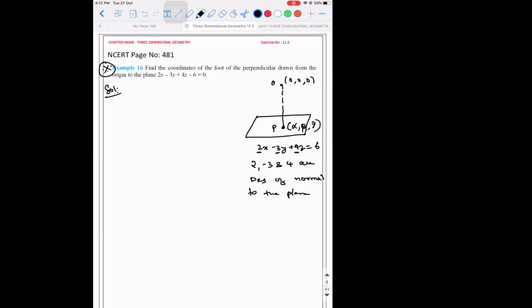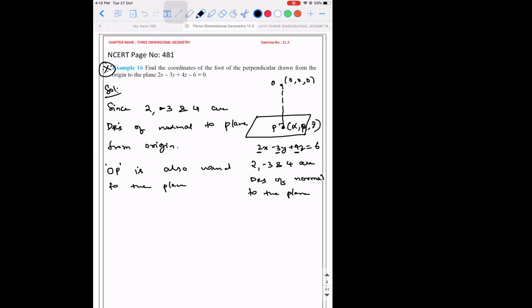Now listen. Since 2, minus 3 and 4 are the direction ratios of the normal to the plane from the origin, and OP is also normal to the plane because it is the perpendicular, what will be the direction ratios of OP, guys? What is the direction ratio of a line joining two points x1, y1, z1 and x2, y2, z2? It is x2 minus x1, y2 minus y1, z2 minus z1. So alpha minus 0, beta minus 0, and gamma minus 0.